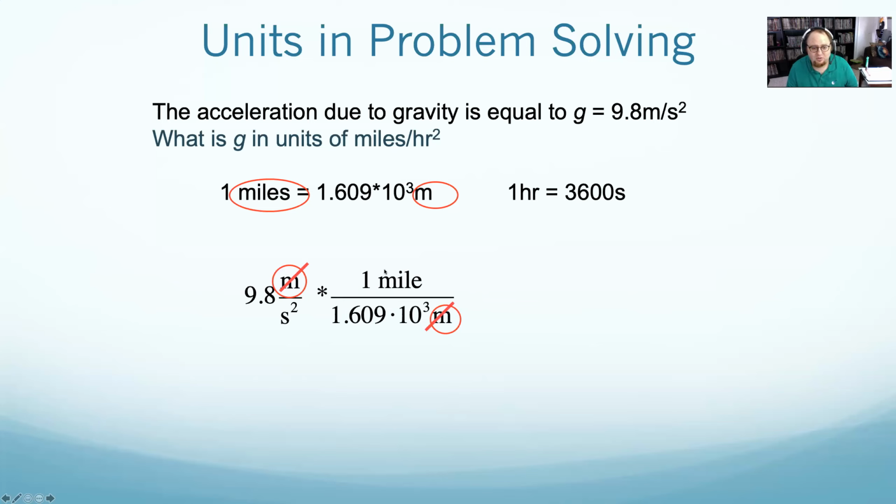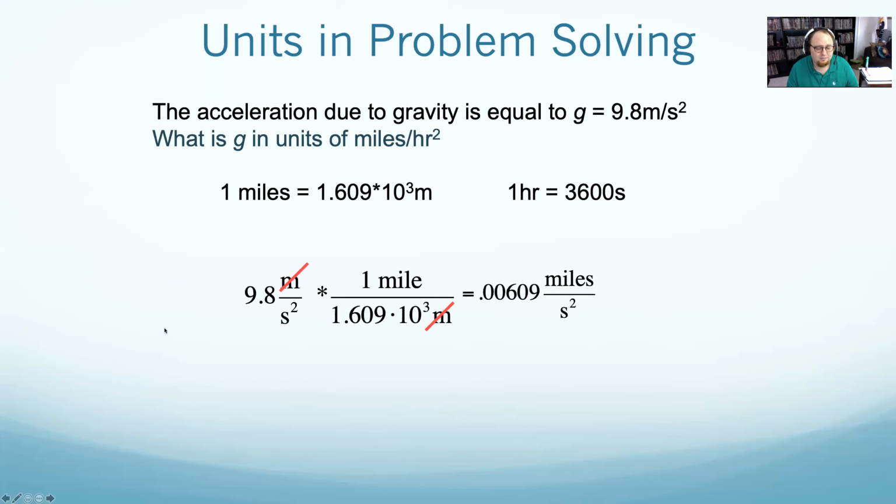The 1 mile goes on top, and I just multiply through. You multiply everything on top, you divide by everything on the bottom. 9.8 times 1 mile divided by 1.609 times 10 to the third second squared. Everything on top gets multiplied, everything on the bottom gets divided.